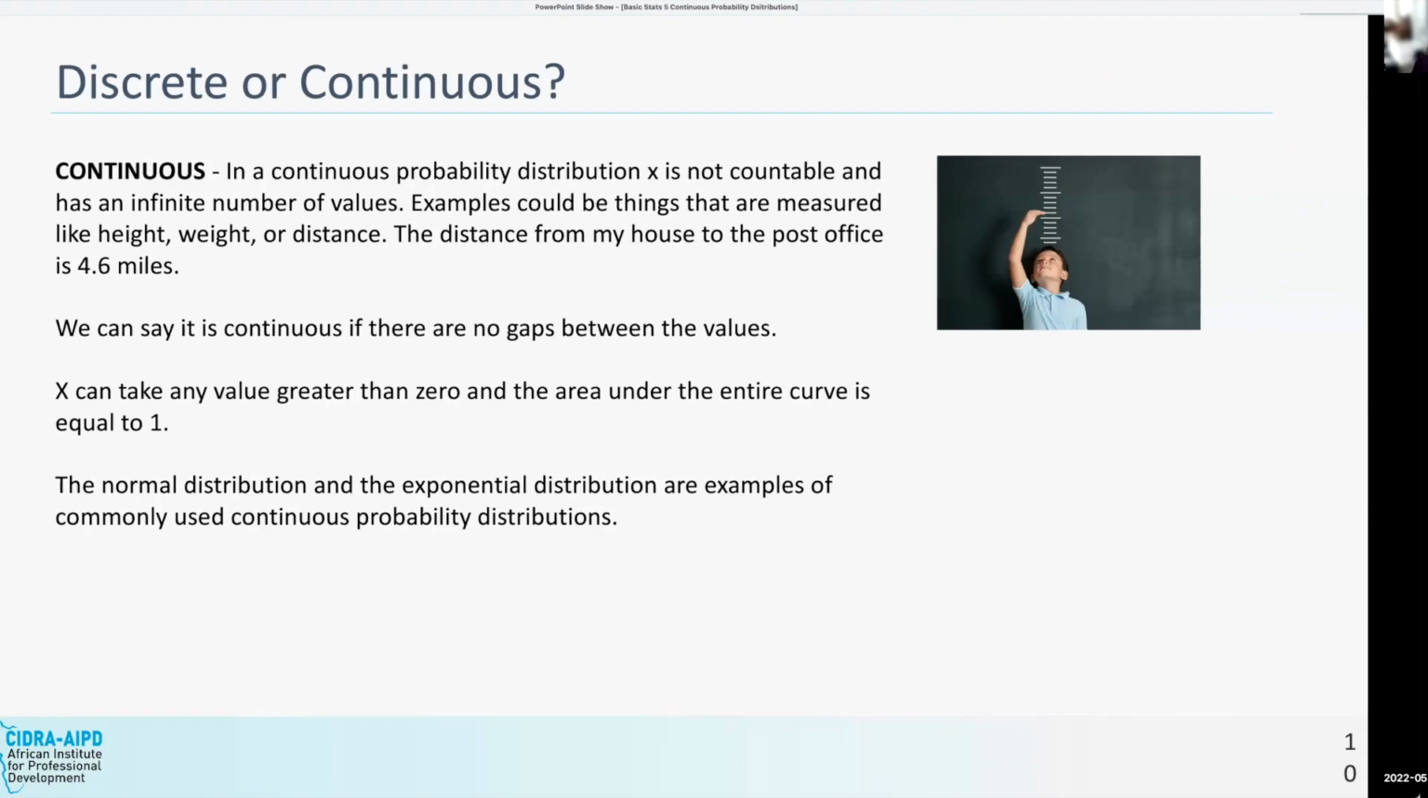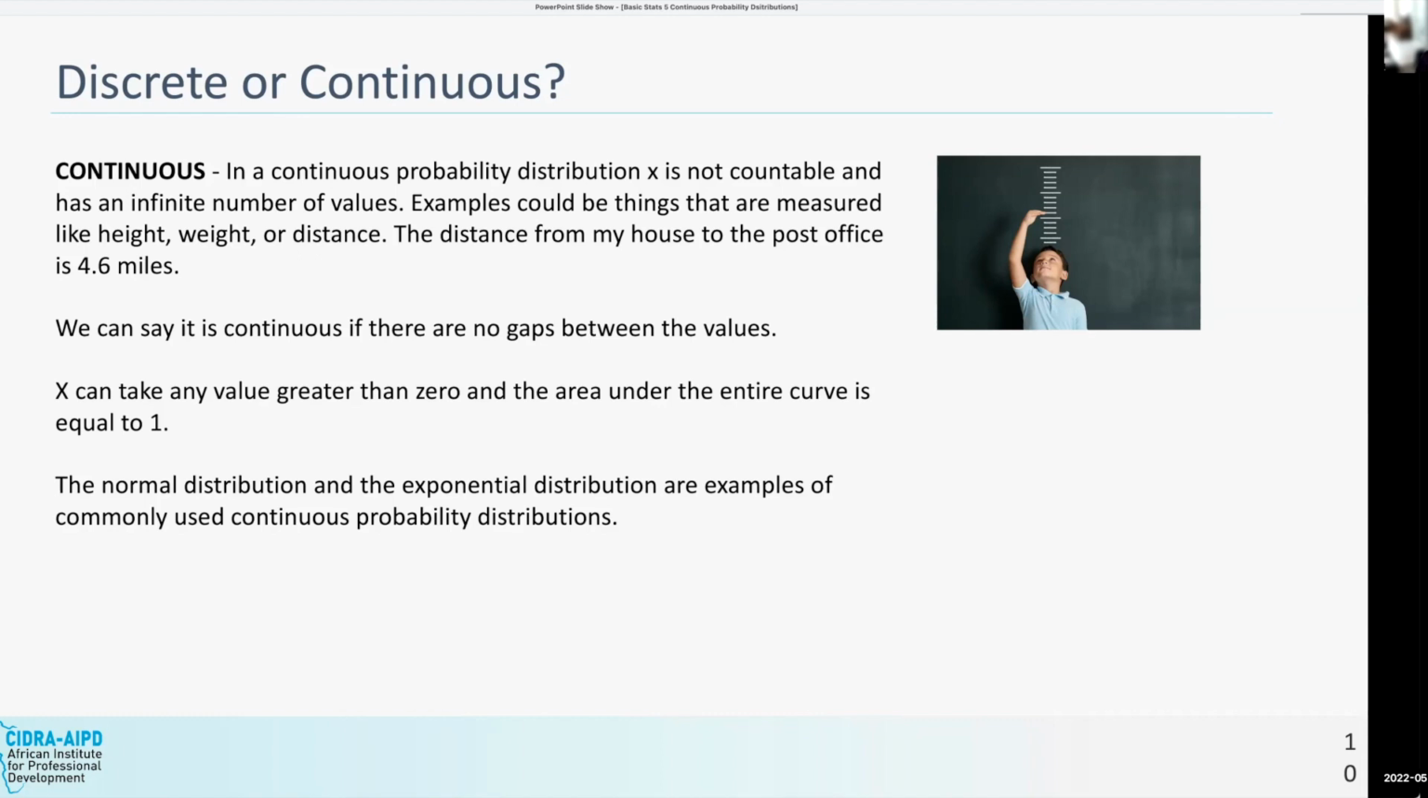Now let's look at continuous probability distributions. In this case, X is not countable and has an infinite number of values. It can be anything that is measured, like height or weight or distance. Usually you're going to use some kind of measuring tool for that. So maybe a weighing scale or a ruler or something where you can measure in partial amounts. It's going to be continuous if there's no gaps between the values.